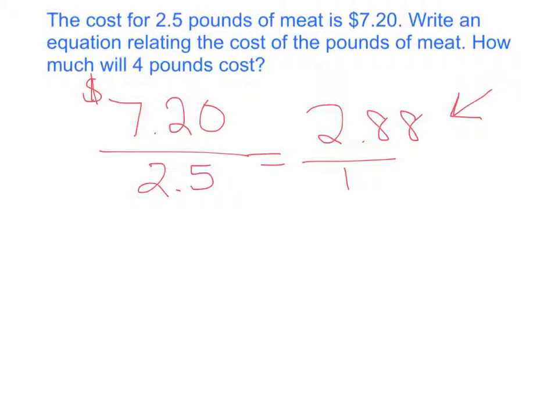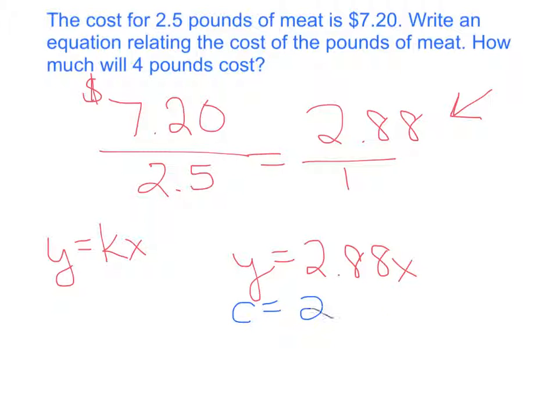It says write an equation relating the cost to the pounds of meat. So if we use that formula, y equals kx, where k is the constant, the constant rate is $2.88. So then you have your y and your x. You can replace your y and your x with anything. I'm going to replace them with the cost and the weight. So 2.88 times W, which is the pounds, gives me the cost.